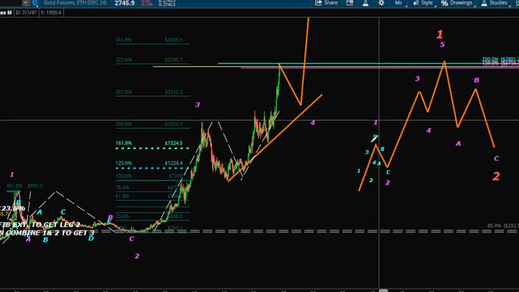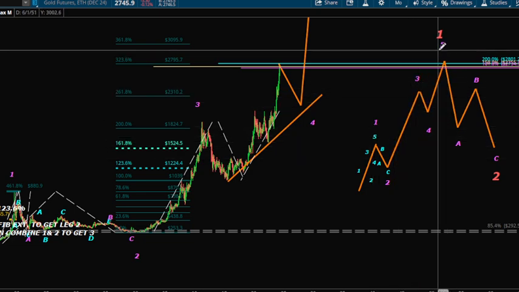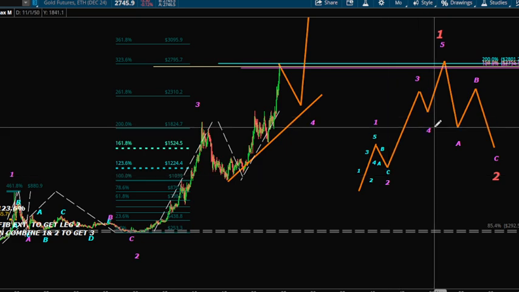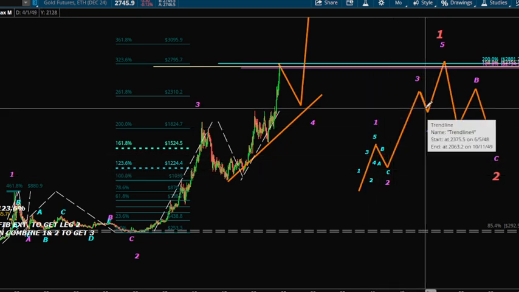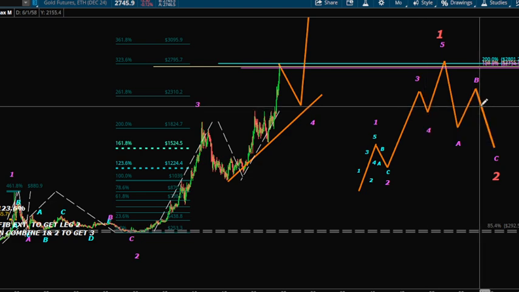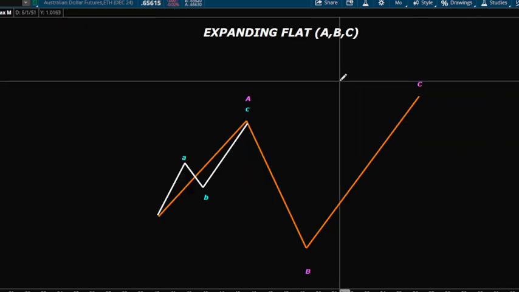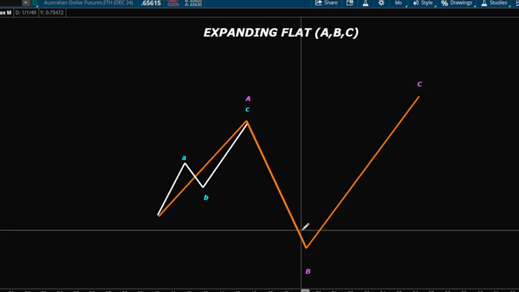So the first leg here was made up of five waves. This third wave was made up of five waves, and this fifth wave was made up of five waves. The second wave and the fourth wave were ABC corrections, a type of correction. There are many different types of corrections, but I'm not going to get into that today. I just want to focus on a five wave structure and a correction called an expanding flat, which is made up of an ABC move.